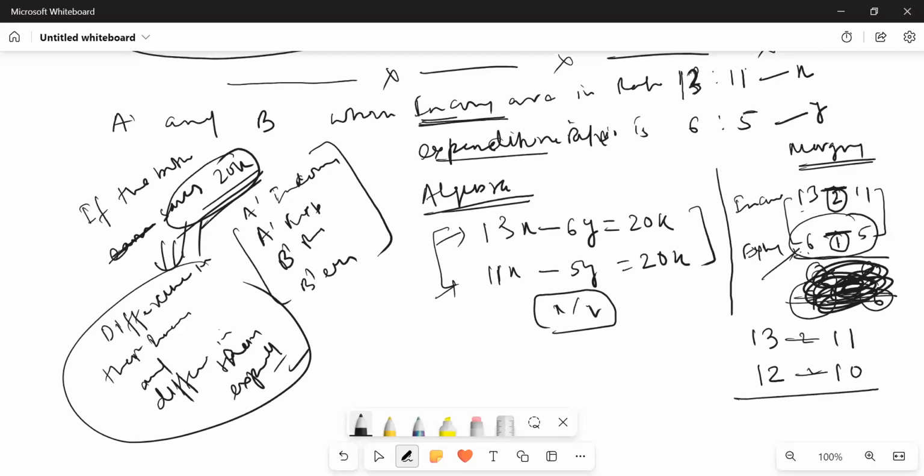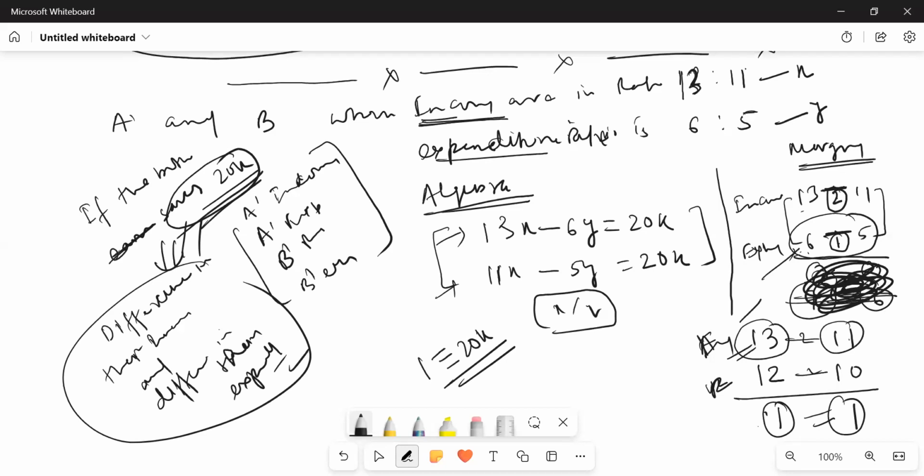And what I'm getting here is that the difference between income and expenditure of A is 1, and of B is also 1. This 1, equal at both places, suggests that we have done it right. Now this 1 has a value of 20,000. Whatever they ask, A's income is 13 into 20, B's income 11 into 20, A's expenditure 12 into 20, and B's expenditure 10 into 20.